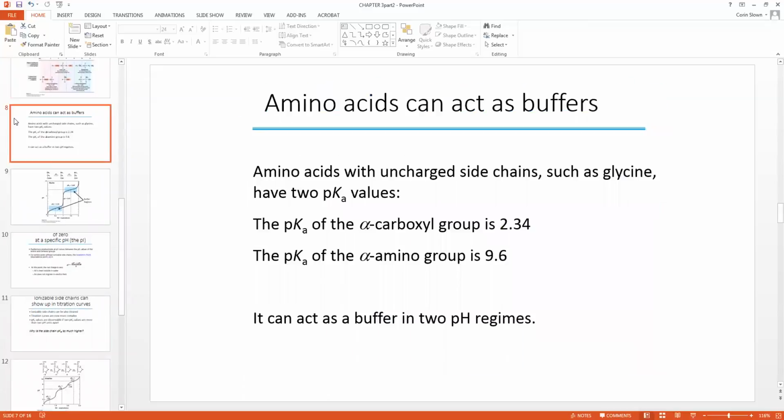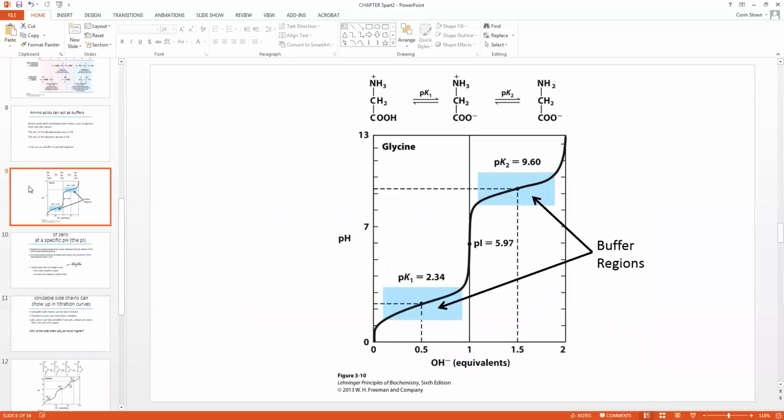Part of the reason why we look at the pH and the interaction of these amino acids is because we understand that they can function as buffers. So amino acids with uncharged side chains, such as glycine, have 2 pKa values. The pKa of the carboxyl group is typically 2.34. The pKa of the amino group is 9.6. So it can act as a buffer in 2 pH regions. So let's take a look at how that would occur.